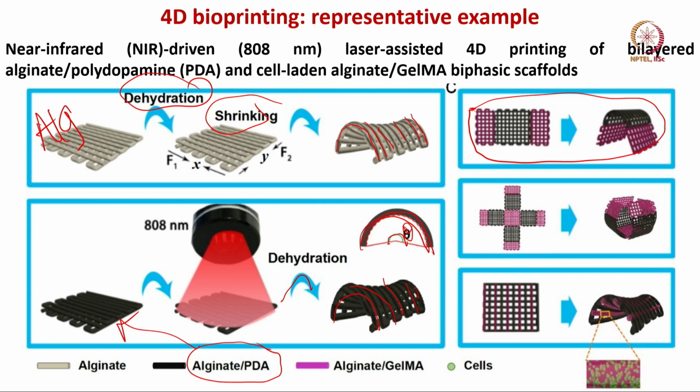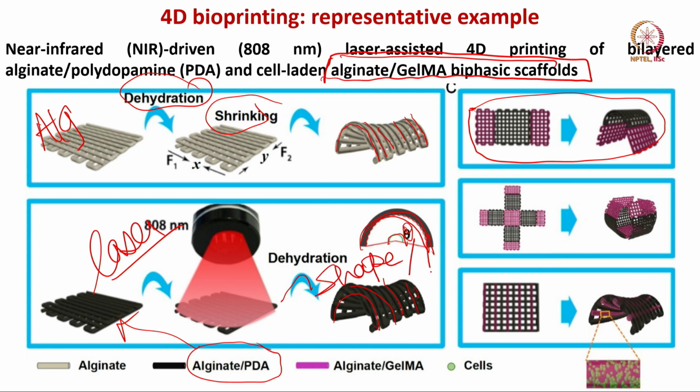So this is the near-infrared driven laser-assisted 4D bioprinting. Essentially, this is the near-infrared 800 nanometer laser beam. It is a bilayered alginate polydopamine PDA and cell-laden alginate GelMA biphasic scaffold. People have developed alginate independently, and people have developed gelatin methacryloyl, GelMA, independently. Biphasic scaffolds means two phases can be distinguished in the scaffold, and then there is a change in the shape, right?